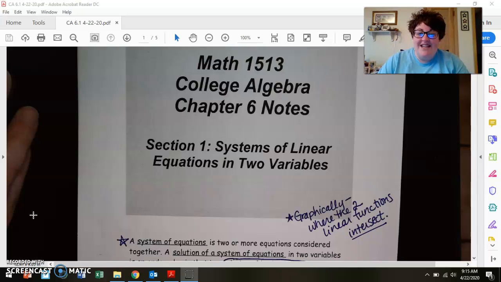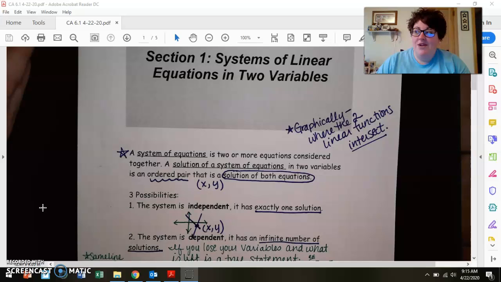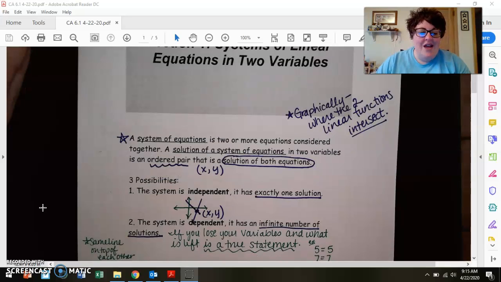So what we want to look at today, we want to end on a high note. If you can solve for x, you can do what we're going to do today. Looking at chapter 6, it's all about systems of linear equations. And what a system is, sorry for my fingers in it, when I use my document camera to take a picture, that's what happens. So, a system of equations is 2 or more equations considered together.